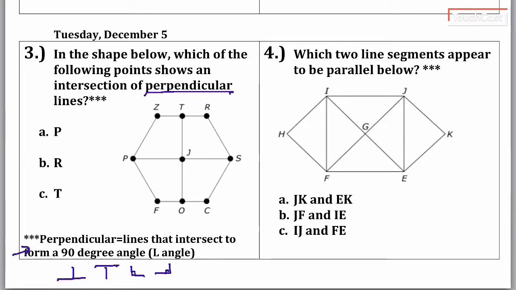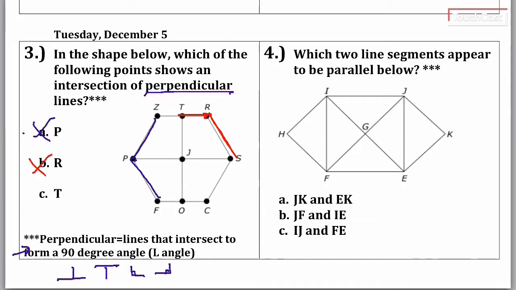So let's take a look at our points. So we have P. Okay, P is right here. Now the lines that intersect here and here, well, if I tilt it, it is not forming a perpendicular angle. It's not forming an L shape. So that does not work. Okay, R. R, I'm going to do in a different color. R is right over here. Okay, and there's two lines that intersect. And you can already kind of see that it is not a perpendicular intersection. Okay? So it is not an L shape or a T shape.